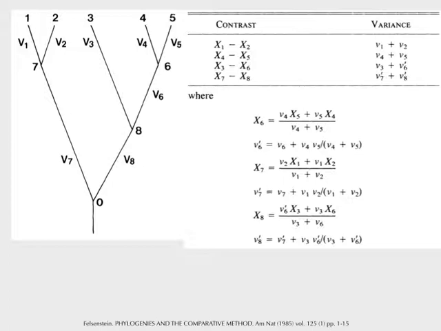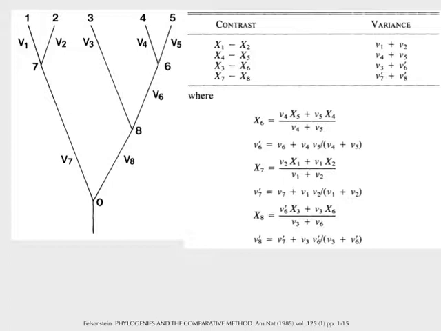The advantage of doing contrasts is that instead of having 5 data points, I've gone to 4 data points, but now they're independent. So in the era of having trees of 10,000 taxa, going to 9,999 and fixing the non-independence problem might be worth it.